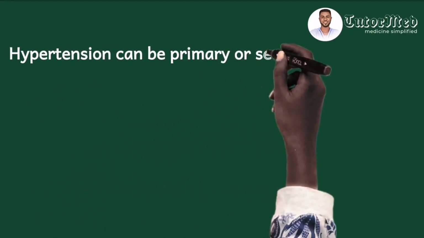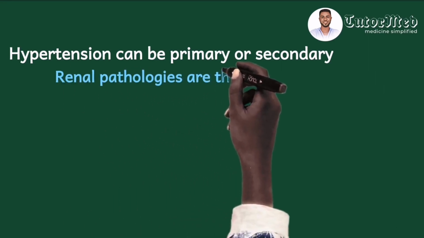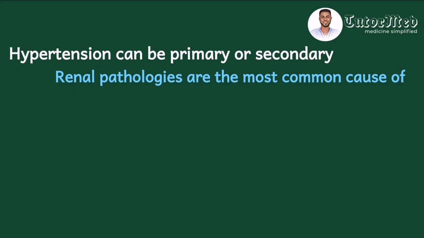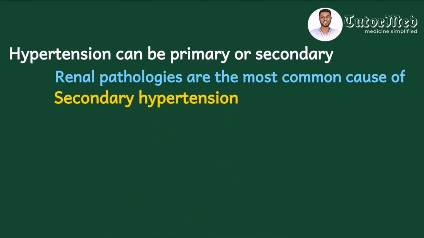Now, please remember that when someone has hypertension, the hypertension can either be primary or a secondary hypertension. The difference is that in secondary hypertension, there is an underlying cause, while in primary hypertension, there is no apparent cause. Of all the secondary causes, renal pathologies are the most common cause of secondary hypertension. And so it is likely that this patient's hypertension is from a kidney problem.